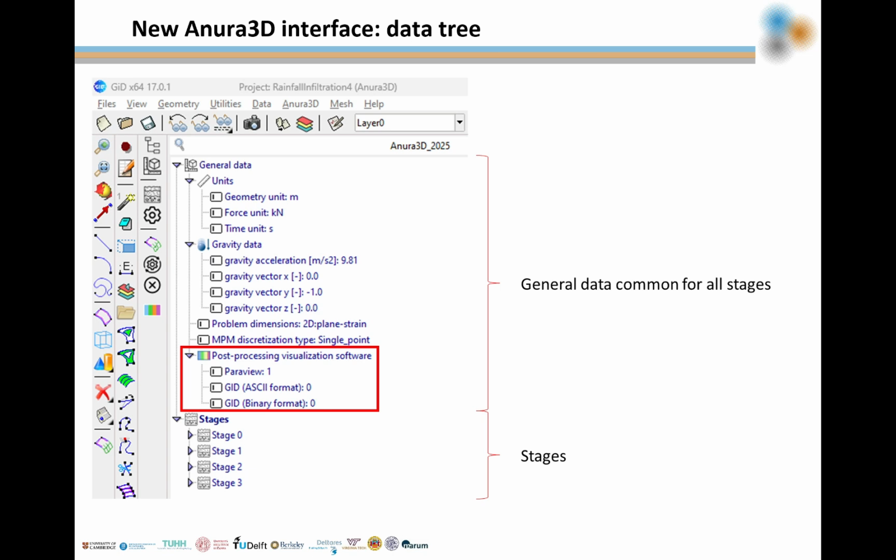This data tree demonstrates the organization. General data is shared across all calculation stages. Stage-specific data appears only where needed. This structure ensures that only relevant parameters are displayed at each stage. This enhances usability and reduces unnecessary input in later stages.